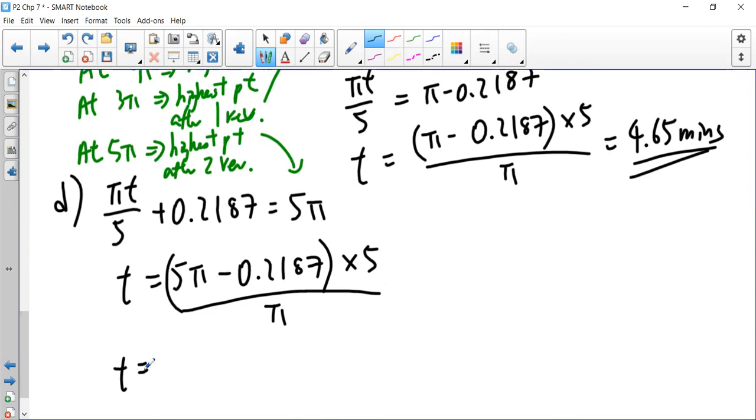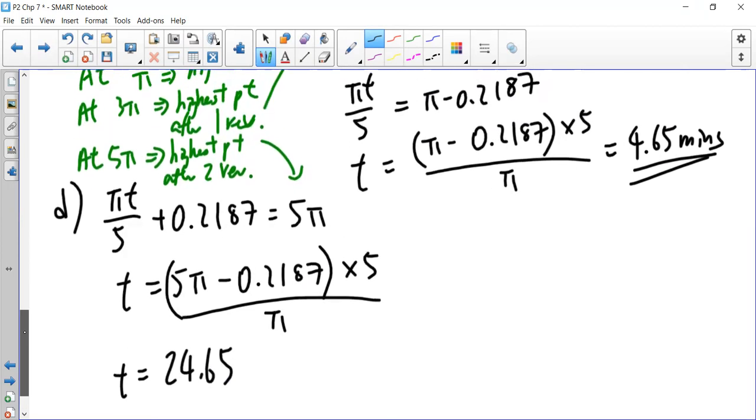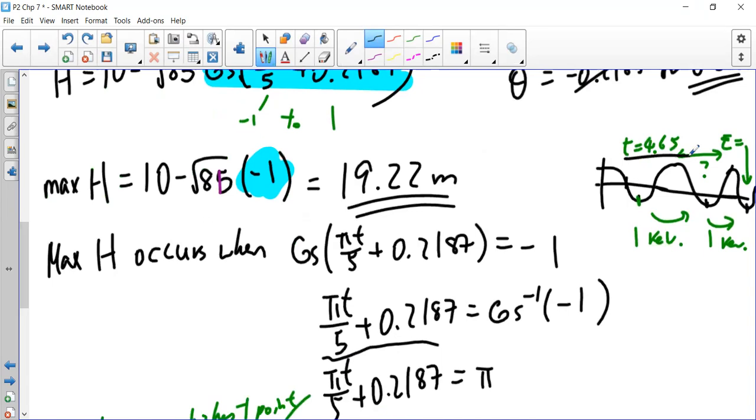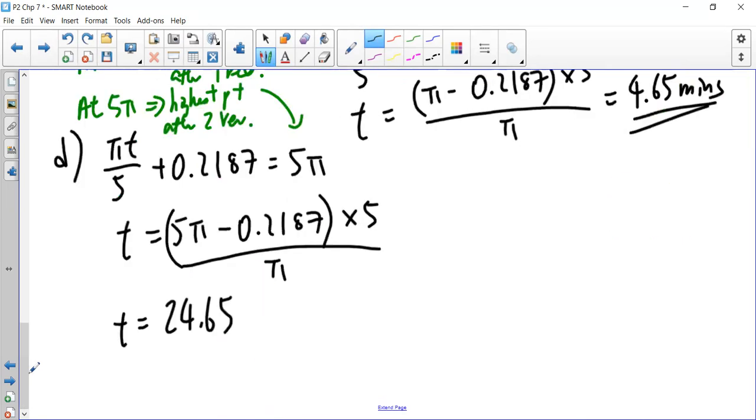5 pi minus 0.2187 times 5 divided by pi. That's 24.65. But don't forget the original time, which is 4.65 at the highest point. That means we start counting at the highest point.